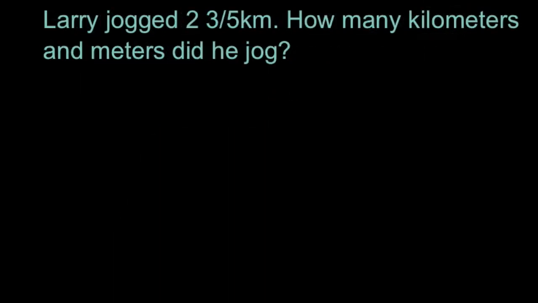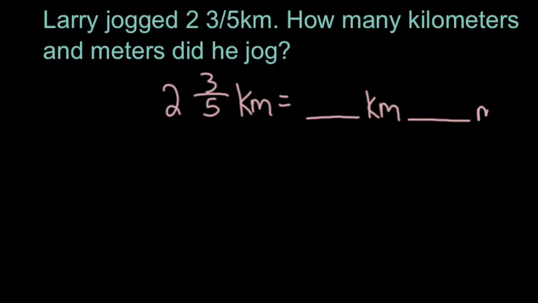Larry jogged 2 3/5 kilometers. How many kilometers and meters did he jog? So we're wanting to convert 2 3/5 kilometers into kilometers and meters. So what we're really finding is 2 3/5 kilometers equals blank kilometers and blank meters.